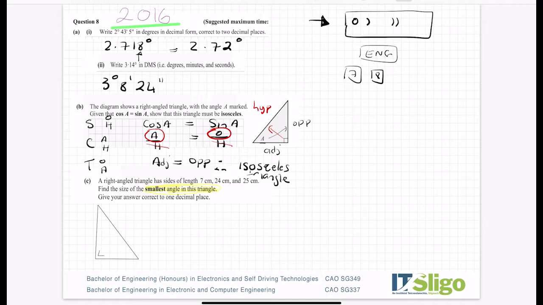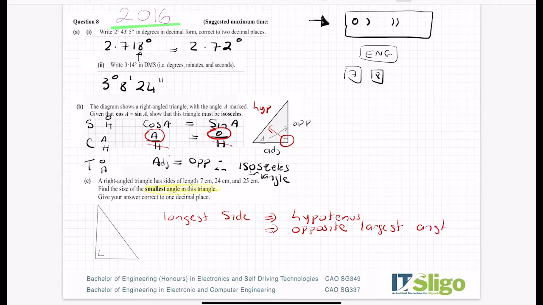Okay, so 7, 24 and 25. Okay, well, it's a little bit of theory. The longest side in any right angled triangle is always your hypotenuse. It's always opposite the largest angle. And the largest angle in a right angle triangle is always the 90-degree one.